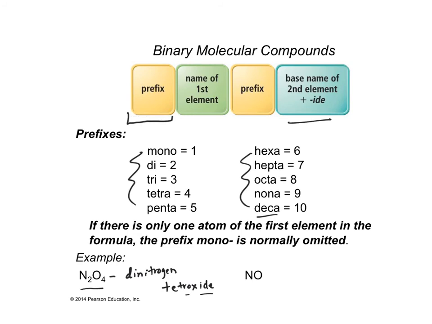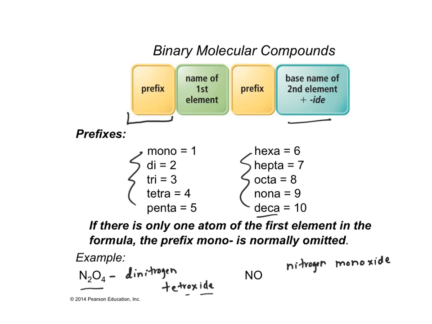So what would this one be? NO. How would I name that? If we have only one, what do we say? It's mono. But if there's only one of the first element, we can always omit the mono. We don't have to say mononitrogen. We can just say nitrogen, and the mono is implied. But then I do have to specify how many I have of the second one. So this would be mon, and again, I don't want to follow with two vowels, so I'll drop one of the O's: mon, ox, and then ending in IDE.